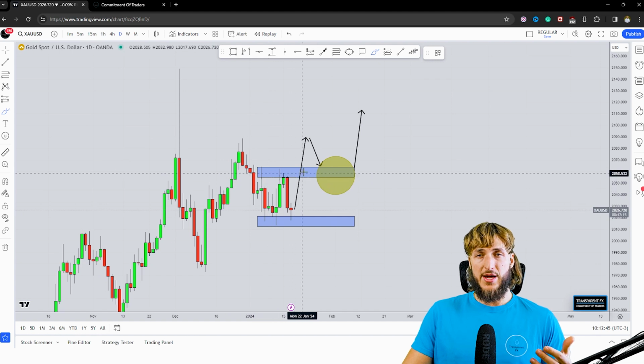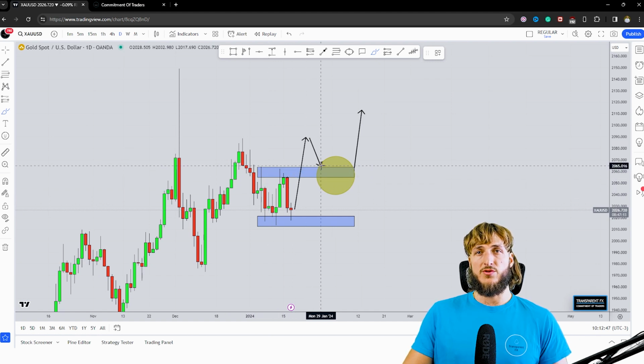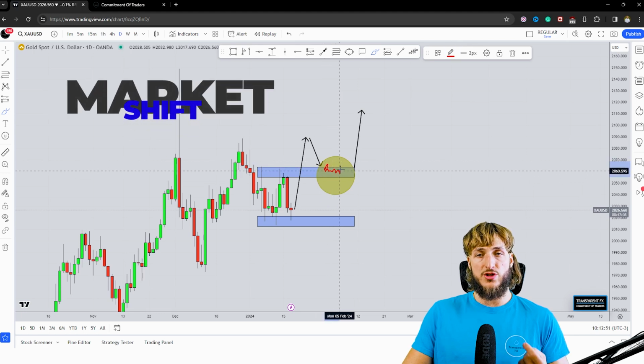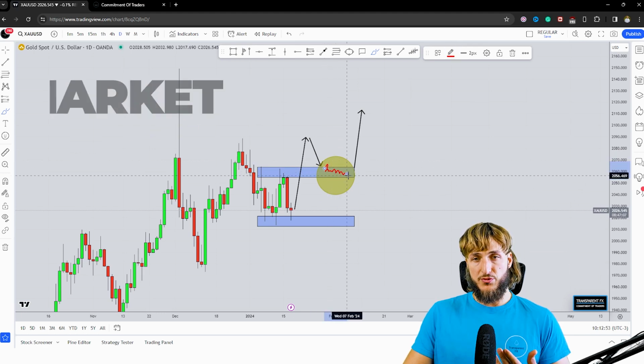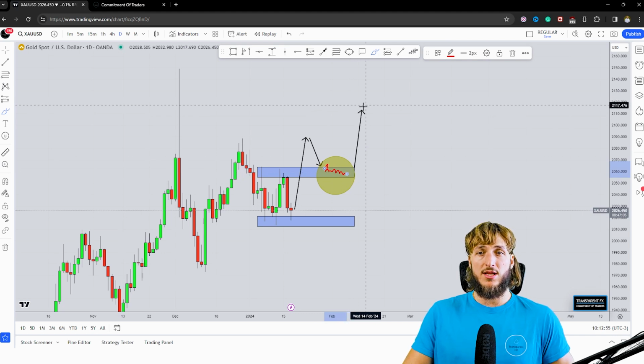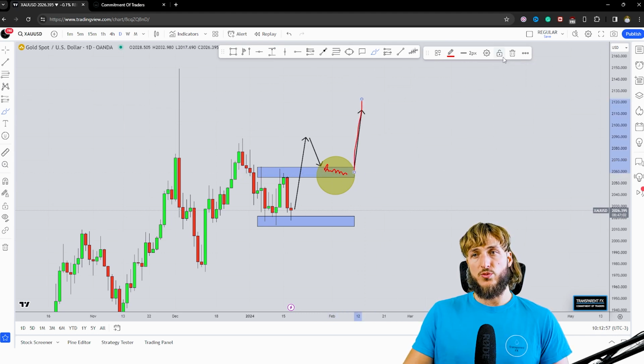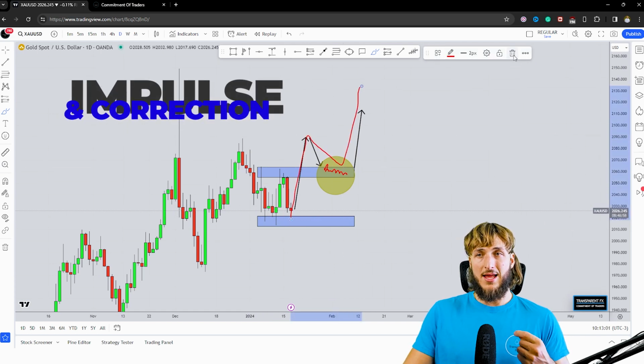Therefore, what I would expect on the retest of this previous resistance turned support is that if this market would shift from an intraday bearish market during this move to the downside to an intraday bullish market, at that point I would expect a potential rejection to the upside for the market to complete this impulse correction and impulse pattern to the upside.